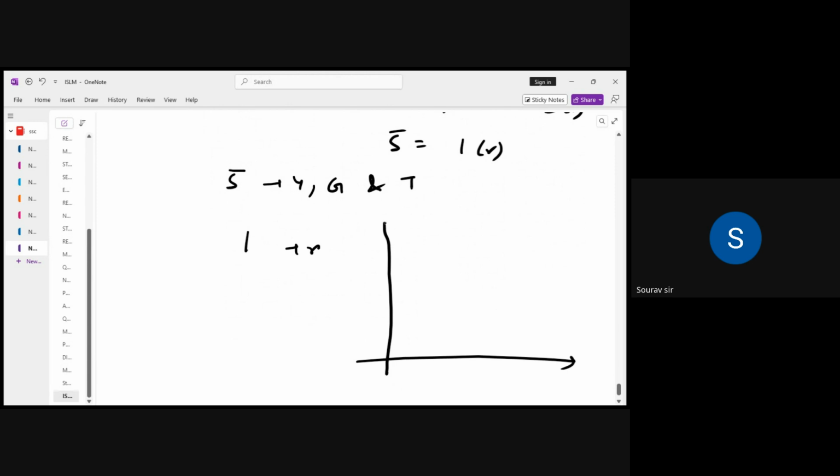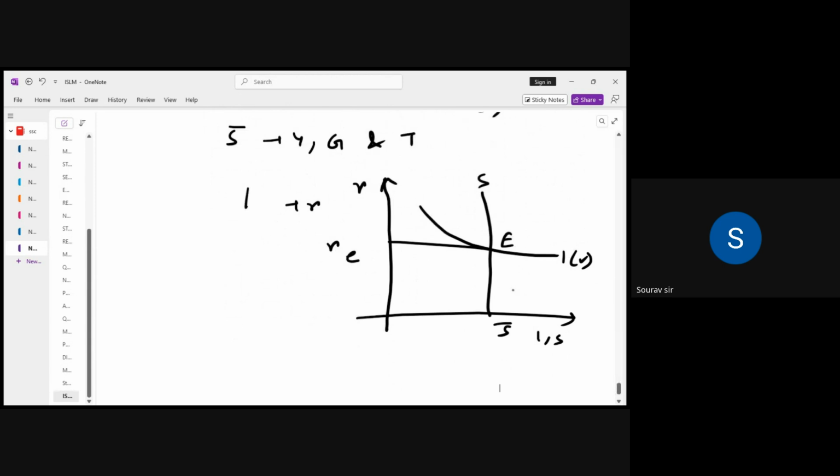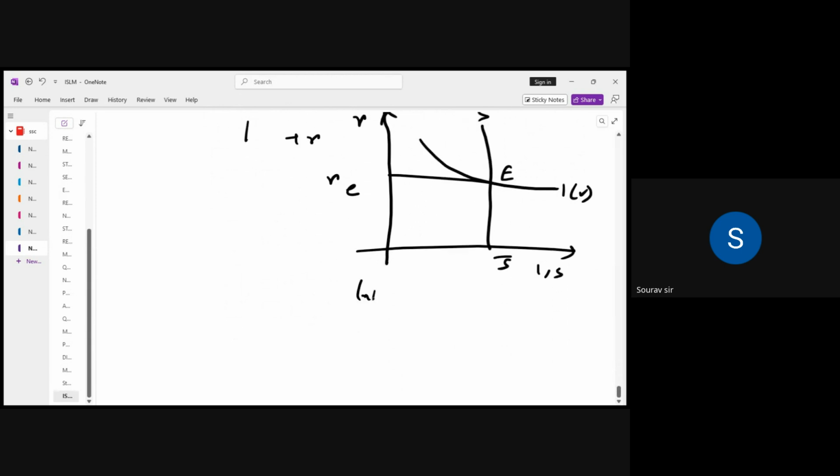So here we have R. This is our diagram. This is I of R. This is S. Okay, so R equilibrium and this is S bar. And this is the equilibrium. So what is the interpretation here? This is basically the interest rate determination by fixed saving and investment.